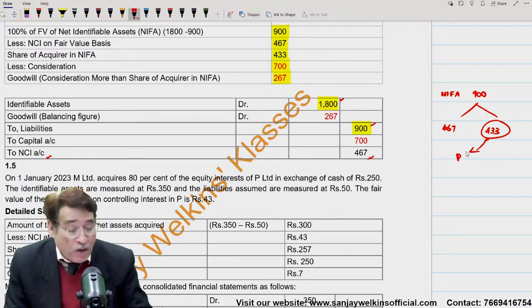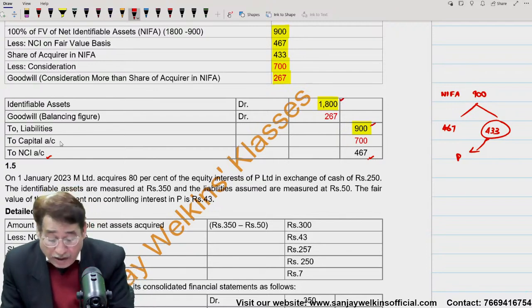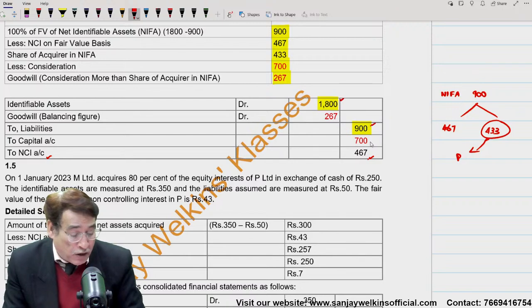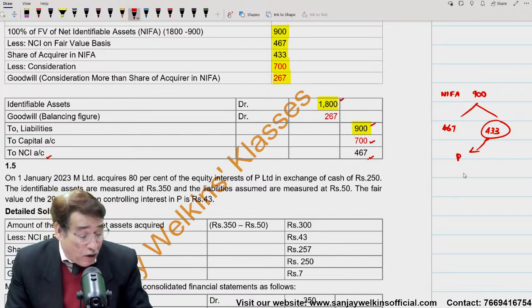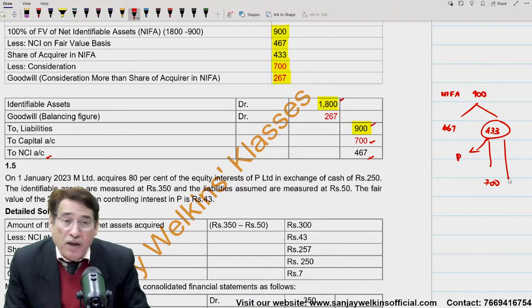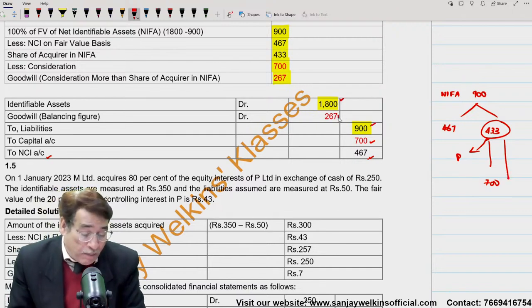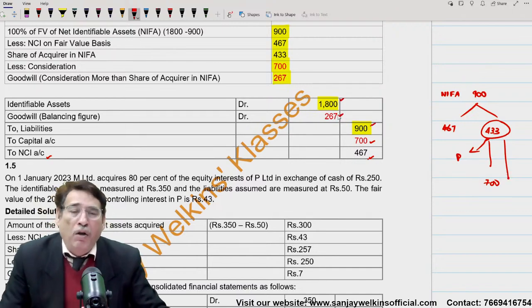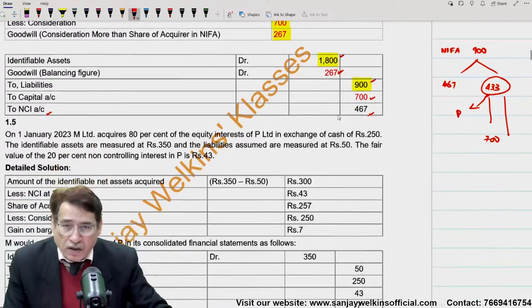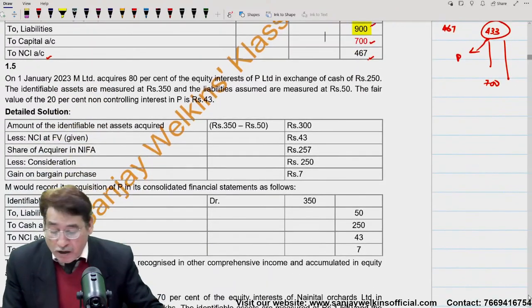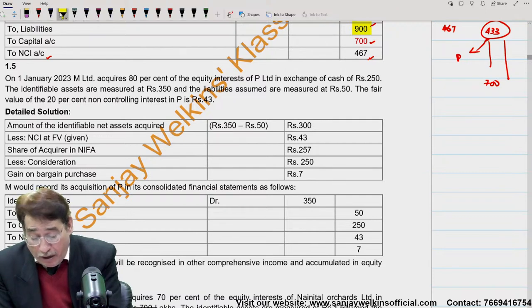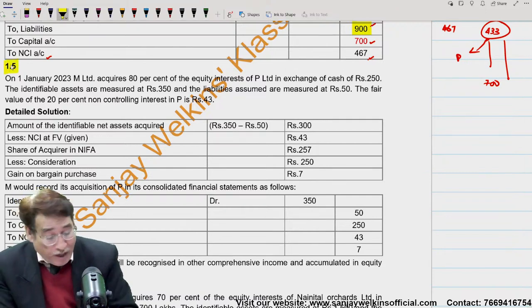Isn't it? And then you write the consideration, because you are delivering the consideration by way of shares. You better write to capital 700. So now when we write to capital, indirectly I am comparing these two items, and that is why the balancing figure will be goodwill or gain on bargain purchase. Is it clear to you or not? Absolutely clear. If it is clear to you, now we will take 1.5 also.